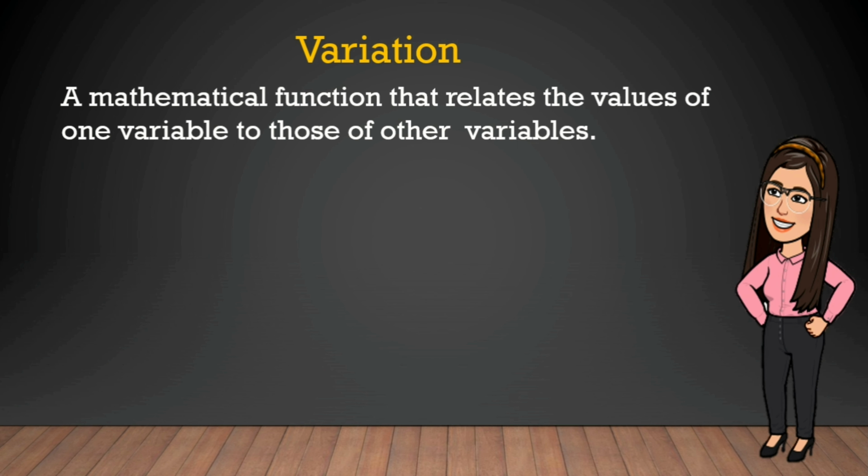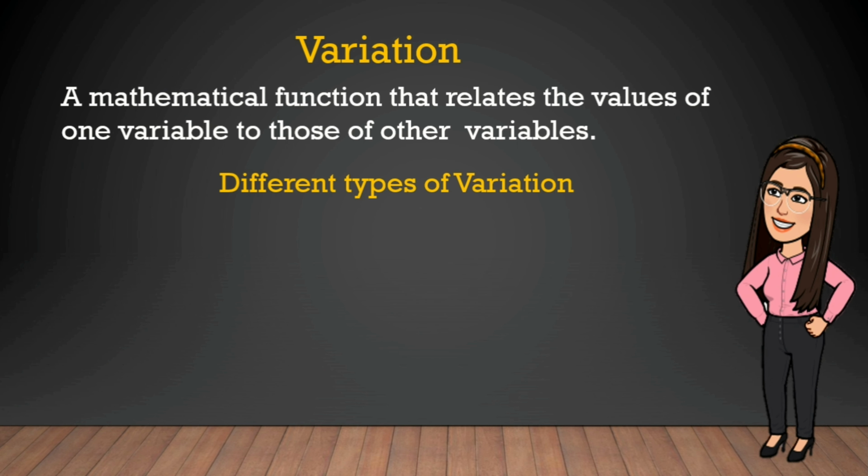From the word itself, variation, magkakaroon ng relationship ng two or more variables wherein magkakaroon tayo ng dependent and independent variable. Kung saan, pwede nating baguhin yung values ng independent variables para at the same time, mabago rin natin ang values ng dependent variables. That is why we call it variation.